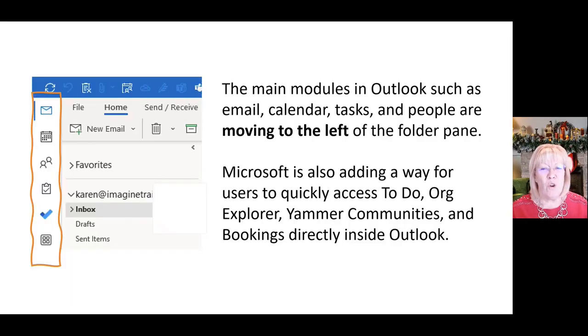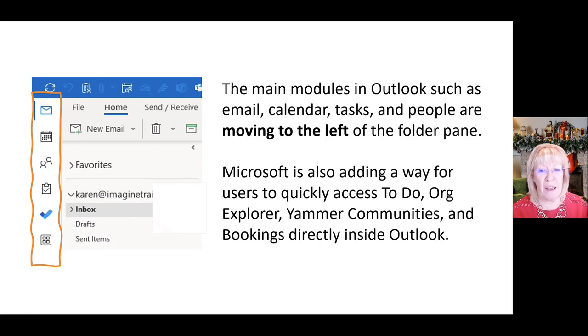Let's get into it. So inside Outlook, the main modules have been down at the bottom on the left for quite a long while. Well, they're moving. Mine have already moved. Yours might move soon if they haven't already. You'll see them up on the left, rather like they are in Teams. So the modules I'm talking about are Inbox for your email, Calendar, People, Tasks, To Do.